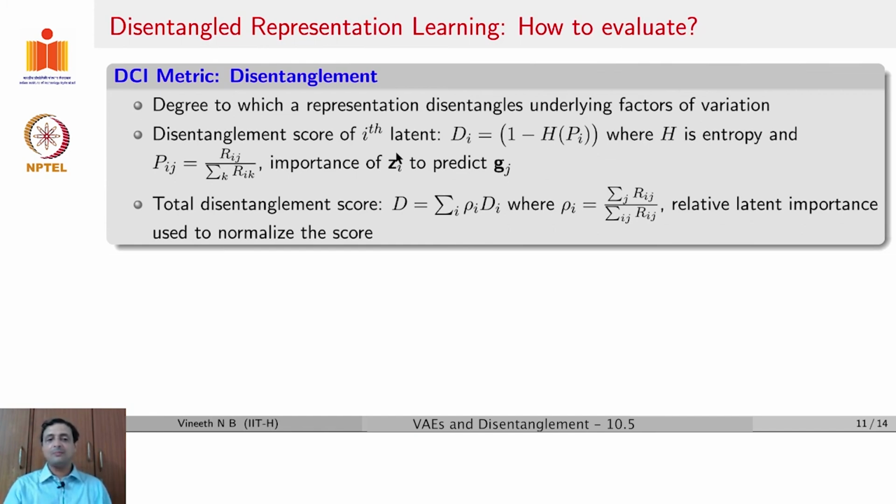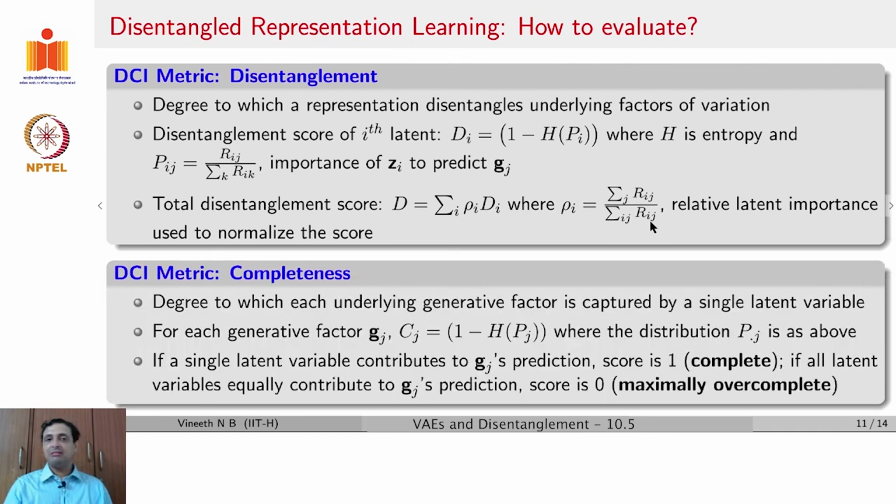So we ideally want that latent to predict only one generative factor and not predict all of them well. So the total disentanglement score is then given by summation rho i di. Remember, di here was the disentanglement score of only the ith latent. So the overall disentanglement score is given by summation rho i di, where the coefficient rho i is given by summation over j Rij divided by summation over ij Rij, which is the normalization over the column of that importance matrix.